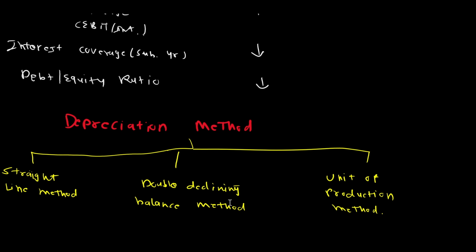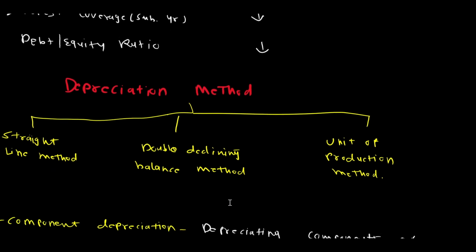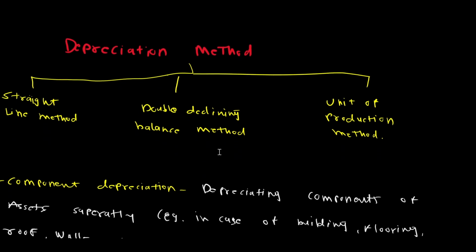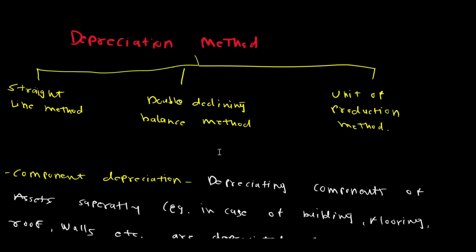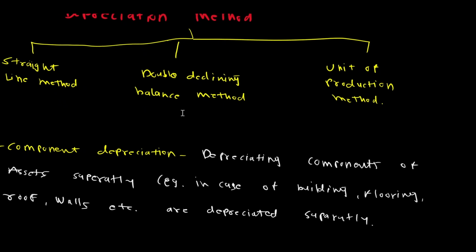Now let's discuss the depreciation method. In the depreciation method there are three main methods: straight line method, double declining method, and the unit of production method.